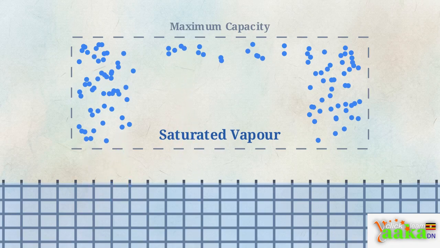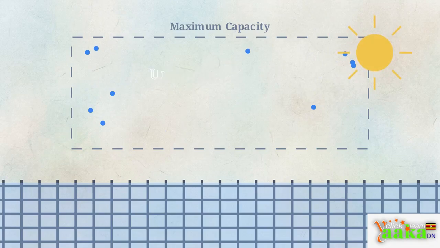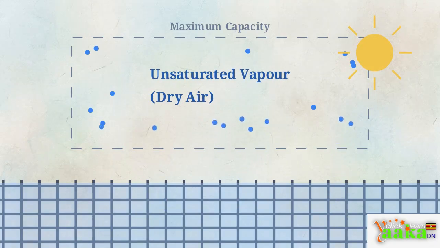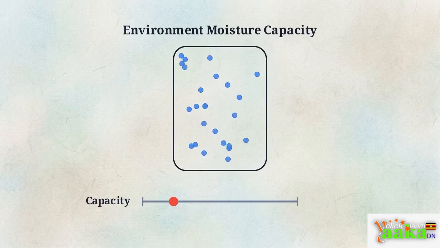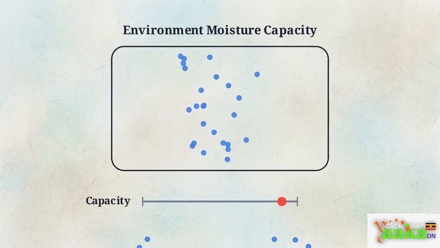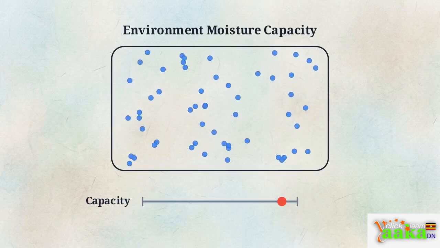As water molecules evaporate from your wet shirt, an equal number of atmospheric water molecules condense and return to the fabric. The rates of evaporation and condensation are in perfect equilibrium. Your clothes dry quickly on a sunny, unsaturated day because the air is dry. A vapor's ability to form is entirely dependent on how much moisture the surrounding environment can accept.